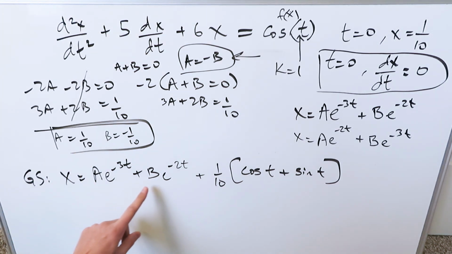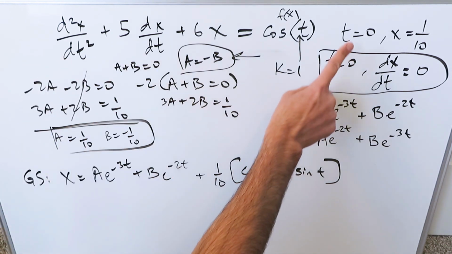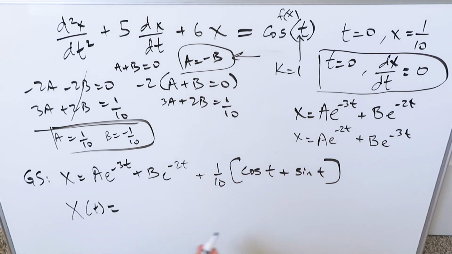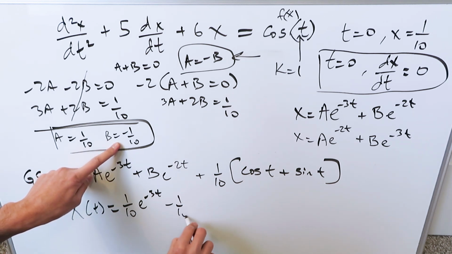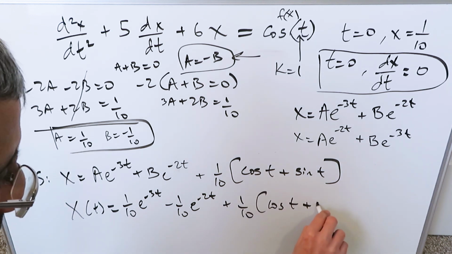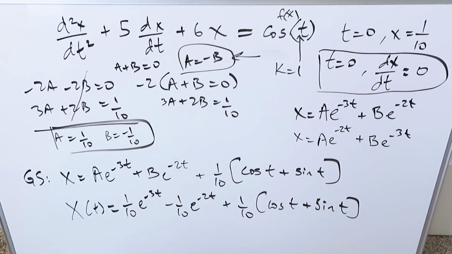You plug in these values here in places of a and b and you will have your solution to this differential equation using those boundary values. What is our solution? Our solution here is x. You can even say x with respect to t is equal to whatever. You can say that, and there's nothing wrong with saying that. A is equal to 1 over 10. 1 over 10 e exponent minus 3t. You have a minus 1 over 10 e exponent minus 2t, then plus 1 over 10. You have a cosine t plus sine t. Here's our solution. But if you want to be even more fancy, you can.